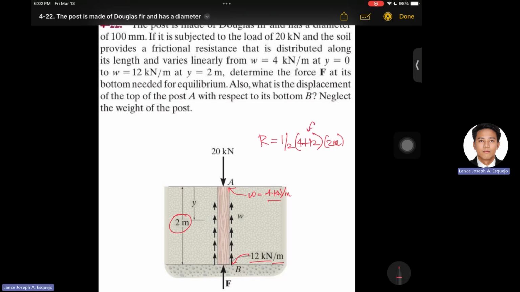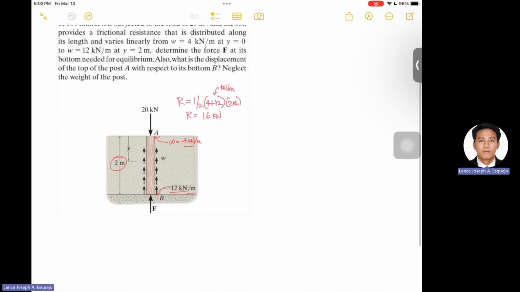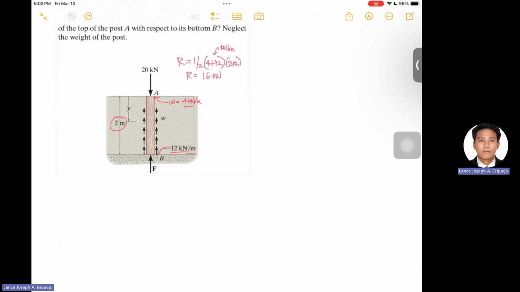So here, its unit is in kilonewton per meter. And then evaluating it, we'll have 16 kilonewton as the resultant of the distributed loading along the 2-meter length of the post. Then our next step is to determine the value of F.